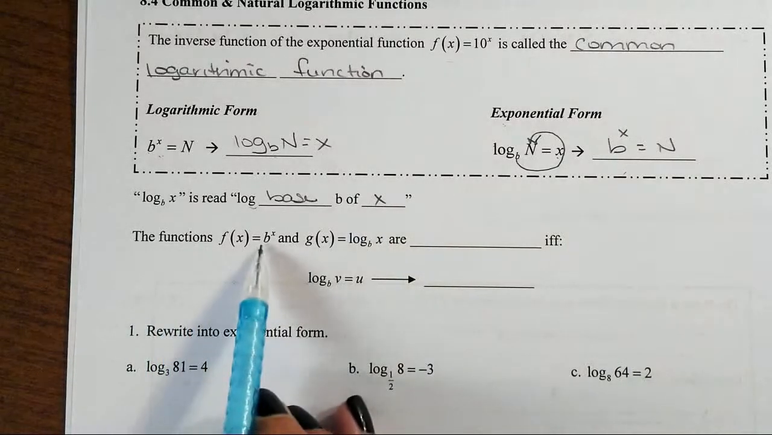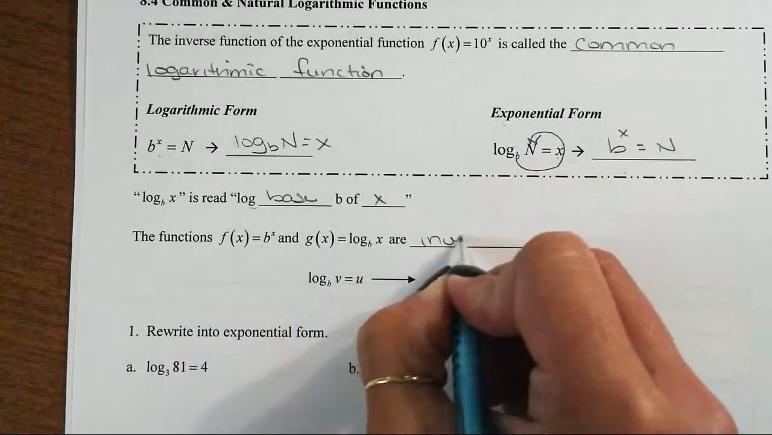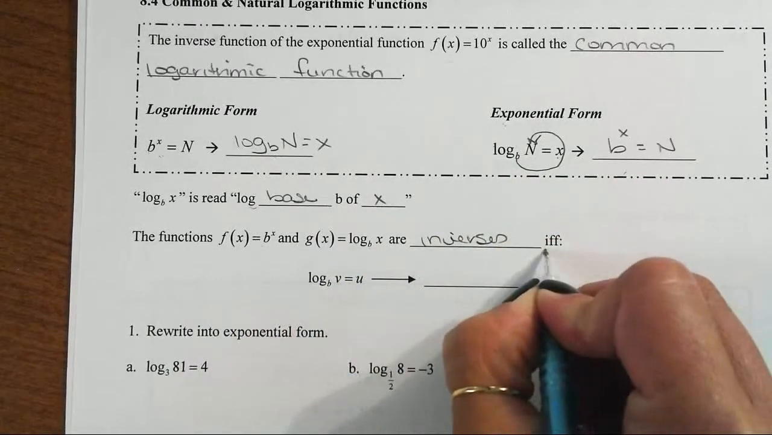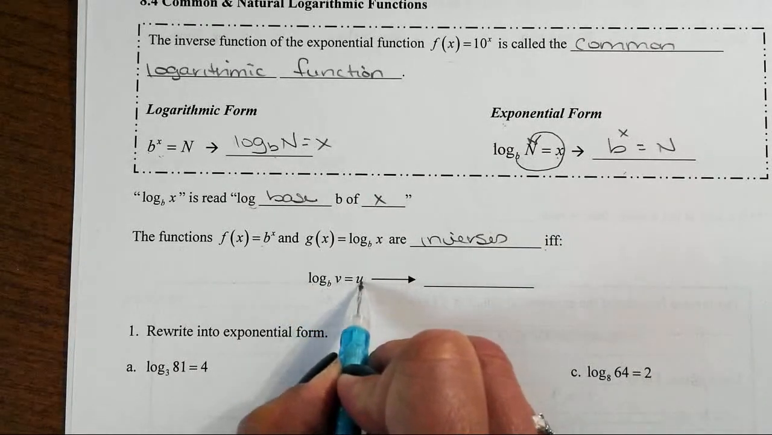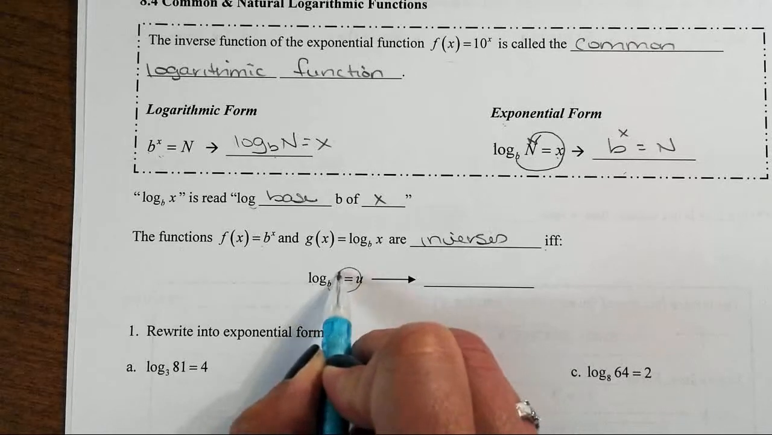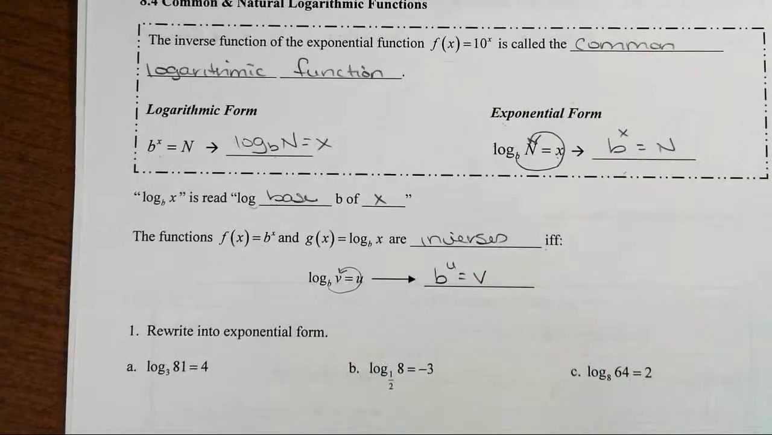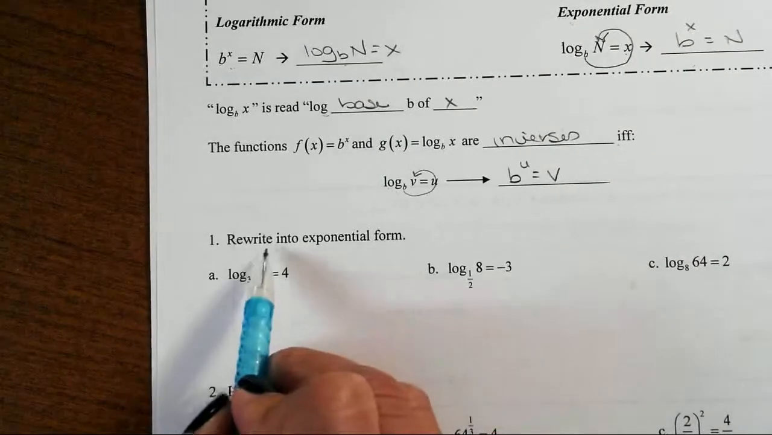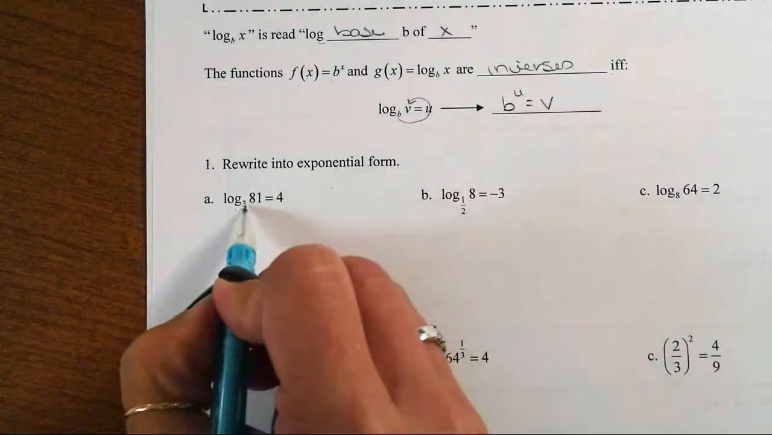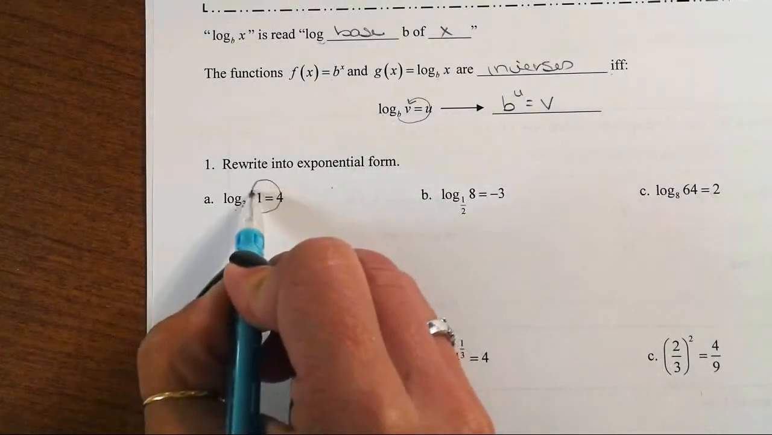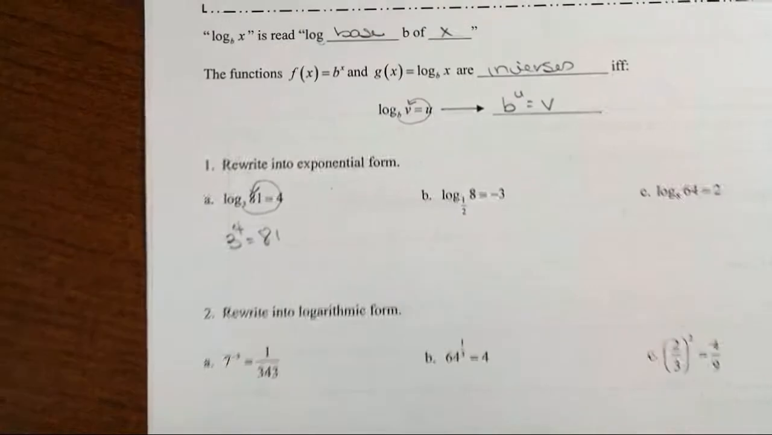And the functions b to the x and log base b of x are inverses if and only if you rewrite log base b of v equals u in the correct notation where b to the u power is equal to v. We're going to rewrite the logarithmic function into exponential form. Again, remember this creates a snail, so this would be 3 to the 4th power is equal to 81.